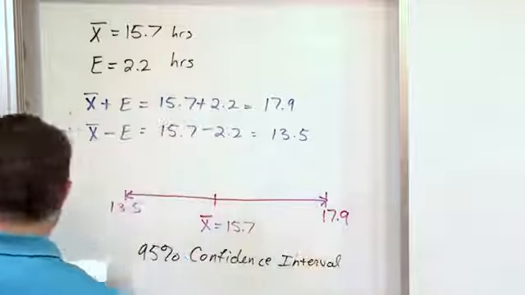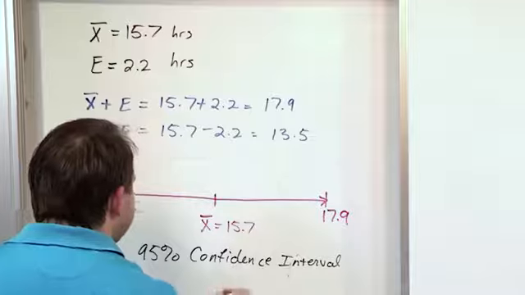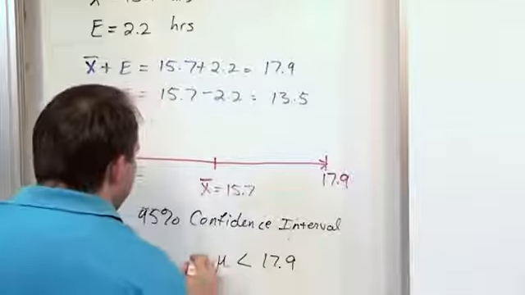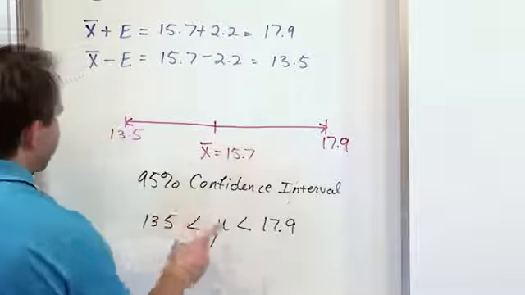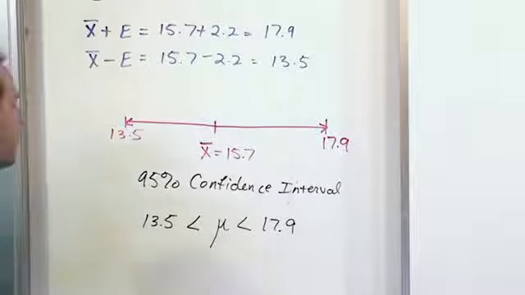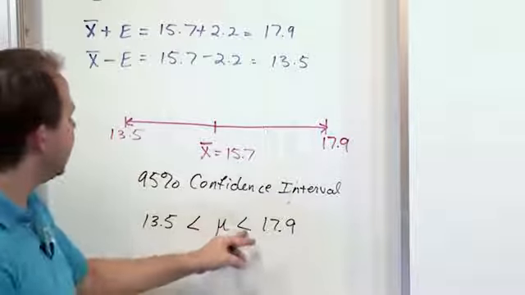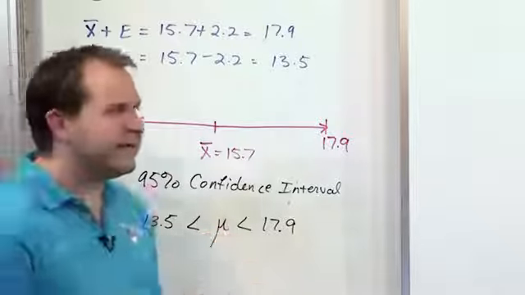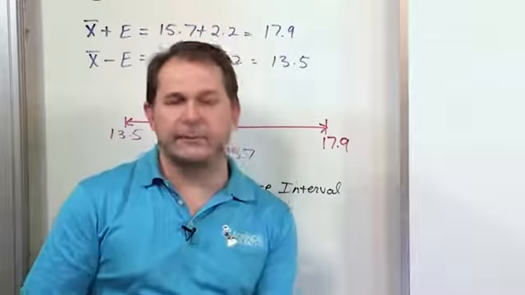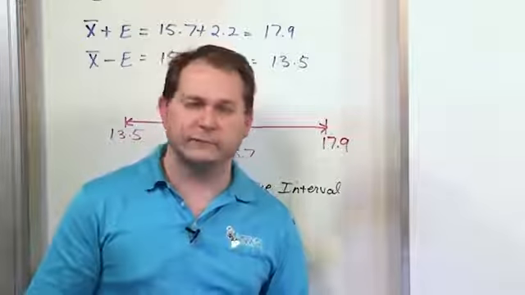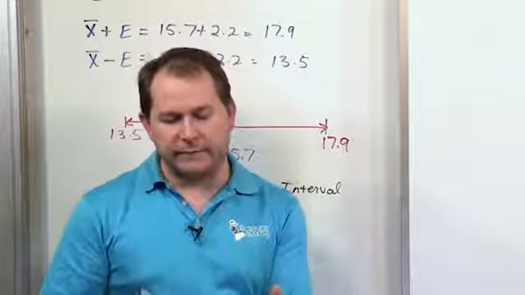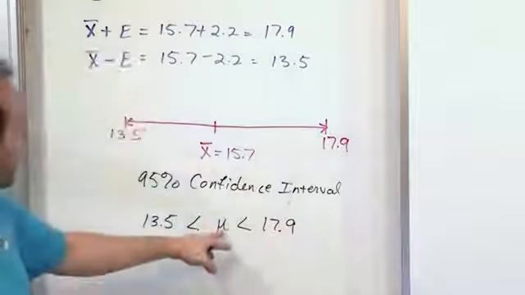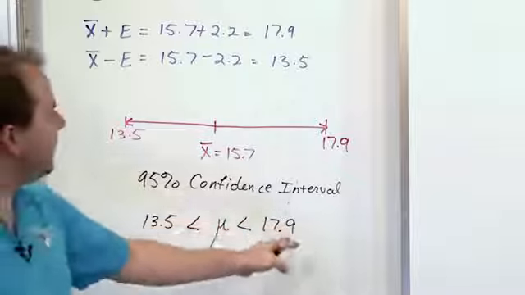The way you would write it down is you would say that the population mean is less than 17.9 and greater than 13.5. The way you read this, for those of you who haven't done a math class in a while, when you have two inequalities like that and you have the thing of interest in the middle, this is the population mean. This is everybody in the population. The population is probably going to be males in whatever country or city you're talking about. And the parameter you're looking at is how many hours per week that they read. So we're saying the population mean is going to fall between these limits here.